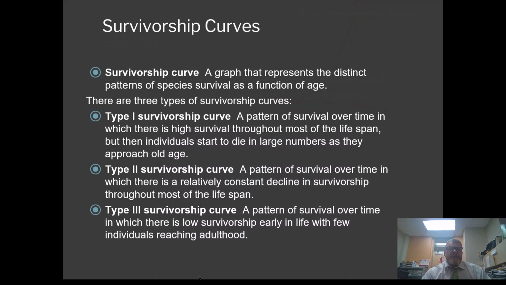All right, so survivorship curves. These are graphs that represent distinct patterns of how animals survive, meaning do they die early, do they die late, and it also tells us a little bit about how much care they give. So I'm going to ask you to pause the screen, write the note, and then we'll pick it back up. All right, so you wrote down what you needed to. Let's go on and talk about these in a visual representation in the next slide.